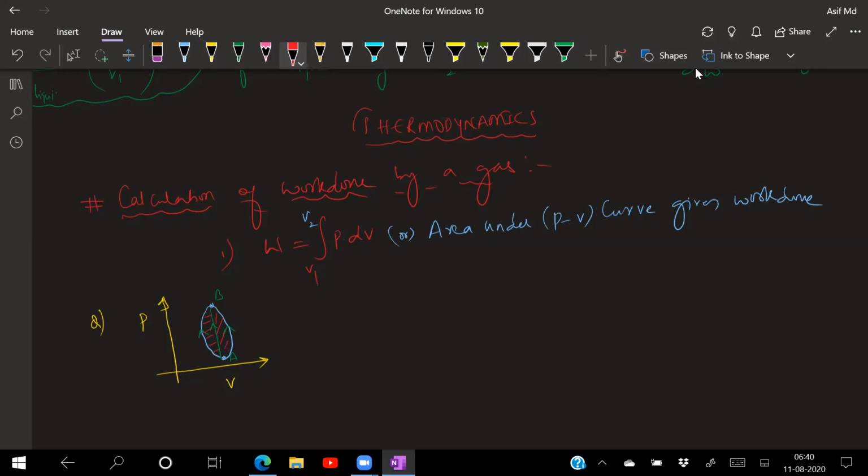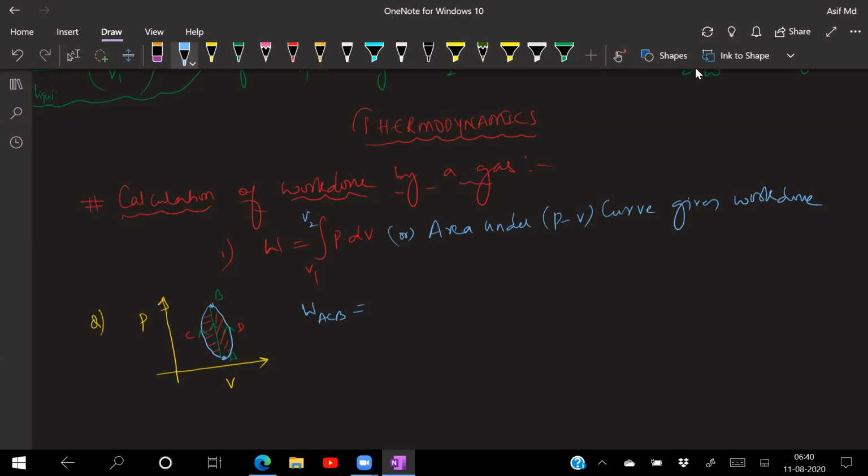One is from A, C, B. Another is A, D, B. Another one is directly a straight line. Now, if I need to calculate the work done for A, C, B, how much is it? Can you tell me? Work done from A, C, B.